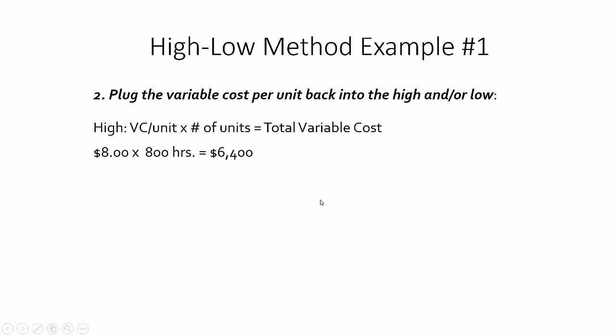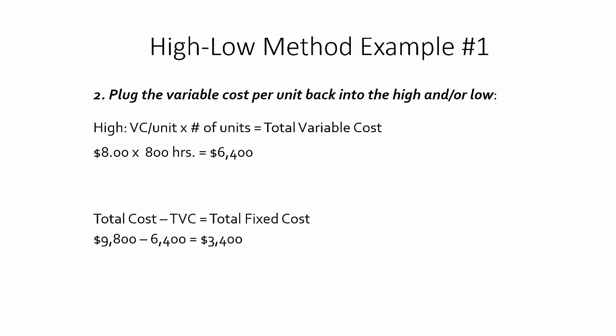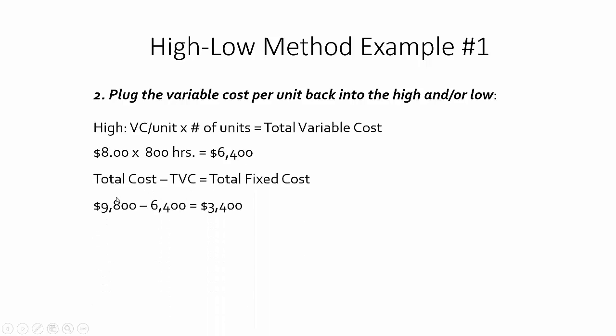So here we have at our high level of activity, remember our variable cost per unit we just calculated at $8 per unit. Our high level of activity is 800 hours, so that means our total variable cost at our high level of activity is $6,400. Once we know our total variable cost, we can back into our fixed costs. Recall that at the high level of activity, our total cost is $9,800.